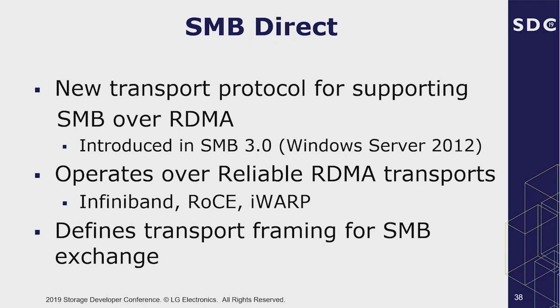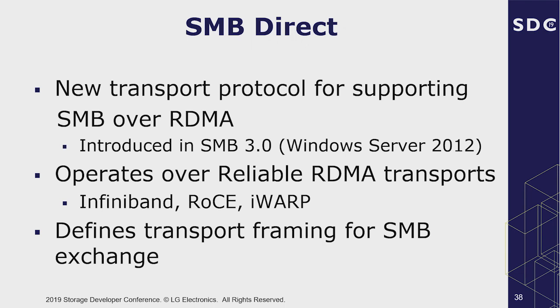SMB Direct is a new transport protocol for supporting SMB over RDMA. It was introduced in SMB version 3 and implemented in Windows Server 2012. SMB Direct operates over reliable RDMA transports such as InfiniBand, RoCE, and iWARP. Reliable means it is guaranteed that messages are delivered at most once, in order, and without corruption.